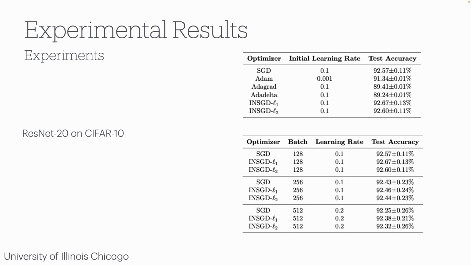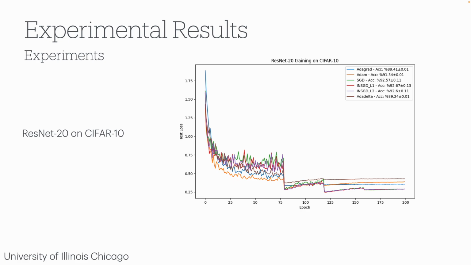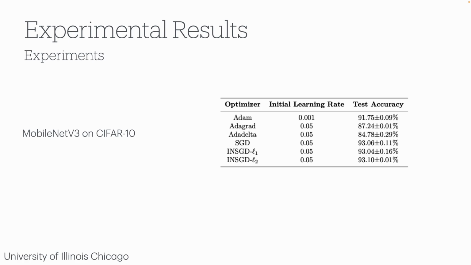This was the first table, and in the second table you can see that we tried a larger batch size, since INSGD is input dependent, but it still showed better performance. INSGD showed better performance than SGD. Here we present the convergence graph of the ResNet 20 training. You can see that INSGD, both L1 and L2 norm, converges better than the other algorithms.